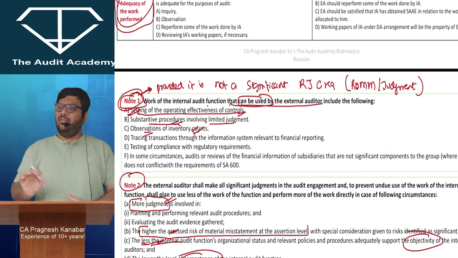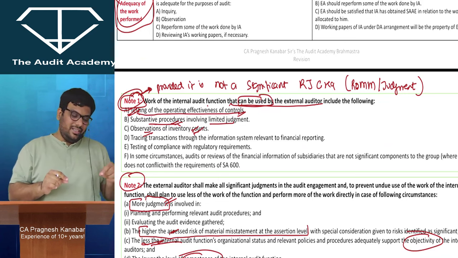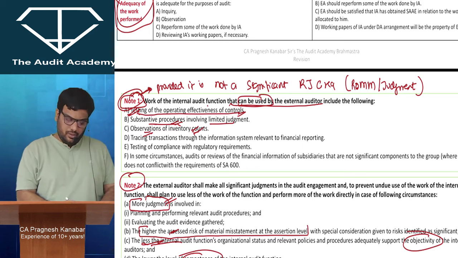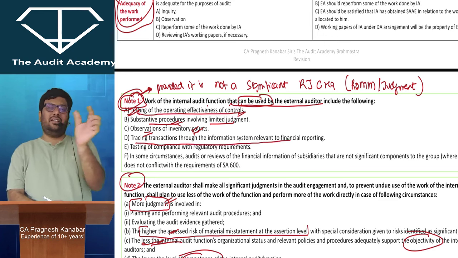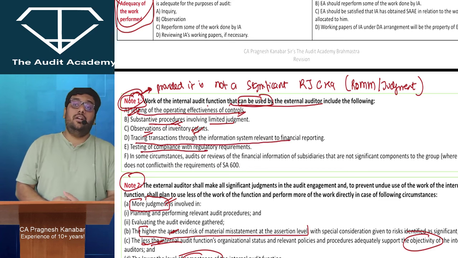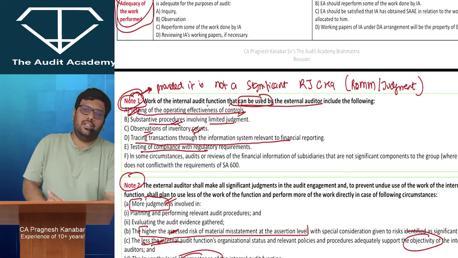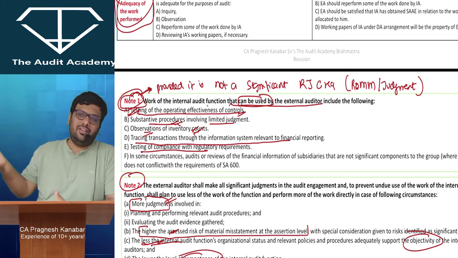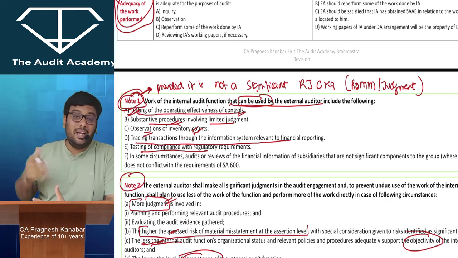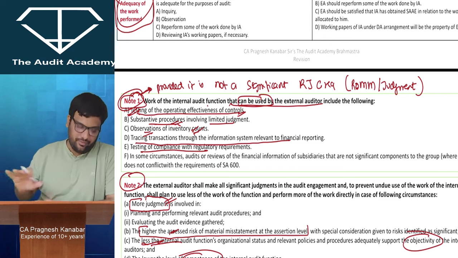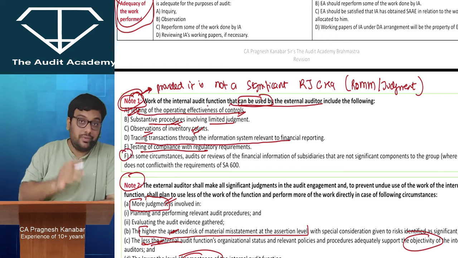Then if he has done a little bit of accounting work, where he has traced the entries and the ledger postings, limited judgment, clerical work, you can use that. Tracing transactions through the information system relevant to financial reporting, tracing work done in the accounting system. Then testing of compliance with regulatory requirements, again, if it is not a significant RJ area. For example, if in the invoice some GST component is there, obviously he has verified that, so you can use his work. I'm not asking you to blindly rely, but in these areas you can at least use the work. It's not prohibited.